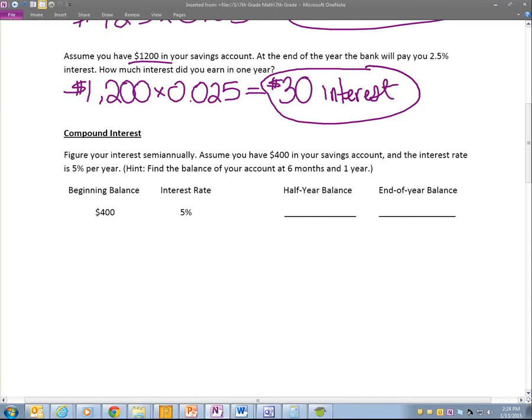So for those of you that are multiplying it longhand, you can just look up here now. $1,200 times 0.025 is $30 interest.